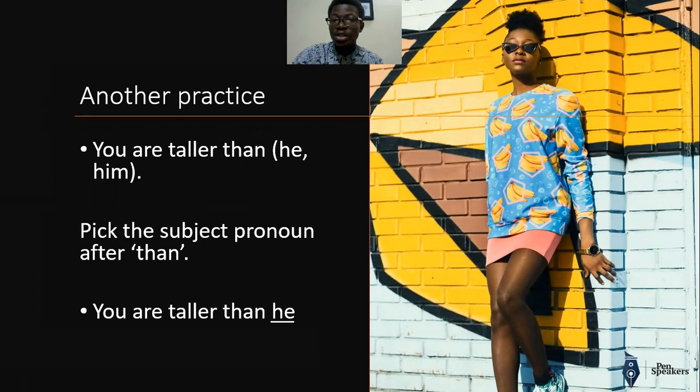That's incorrect. The correct grammar is you're taller than he, because in actual fact, like I said before in the previous slide, there is an invisible word, and that is "is". So you're taller than he is. It doesn't make sense to say you're taller than him is, so we should know that the answer should be you're taller than he is. So after the word than, you're supposed to pick the subject pronoun.